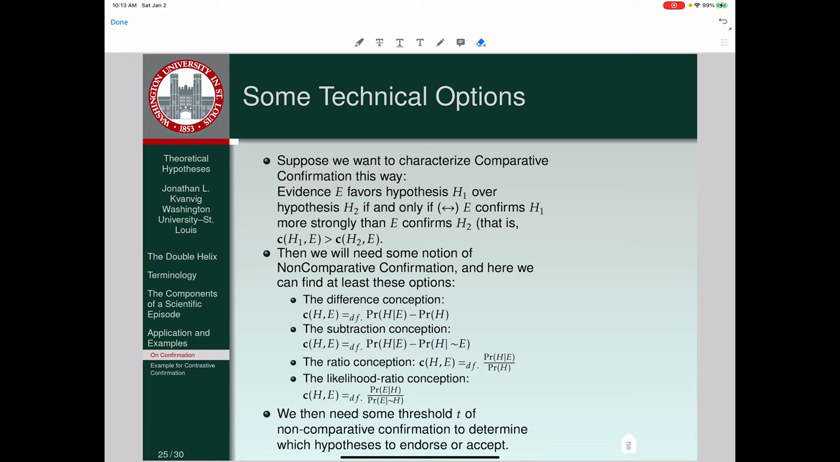Whatever we say about this, of course, we're still going to need some threshold of non-comparative confirmation when we ask the question of whether we should endorse one of the hypotheses over the other one.